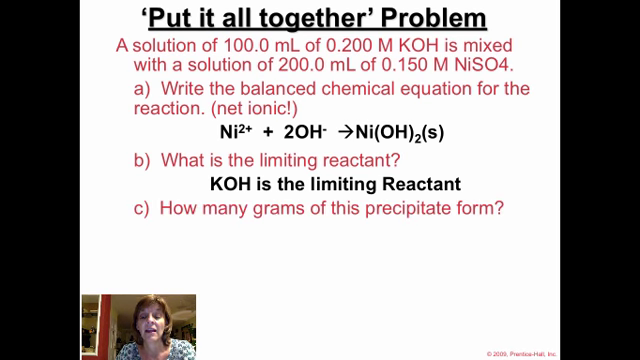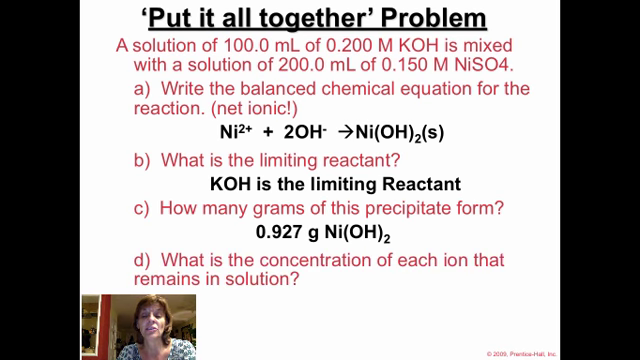Okay, next. How many grams of precipitate will form? So knowing the potassium hydroxide is the limiting reactant, you can now do some stoichiometry to find out the mass of nickel hydroxide. Pause. Okay, hopefully you got 0.927 grams of nickel hydroxide.